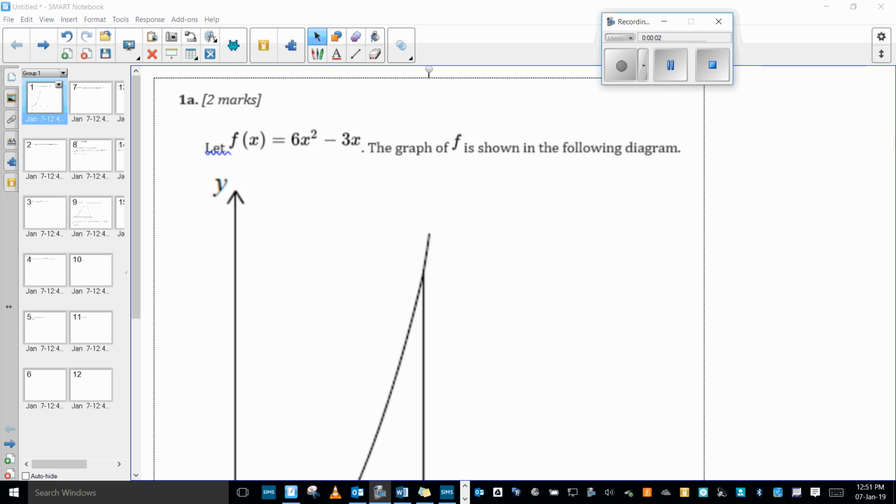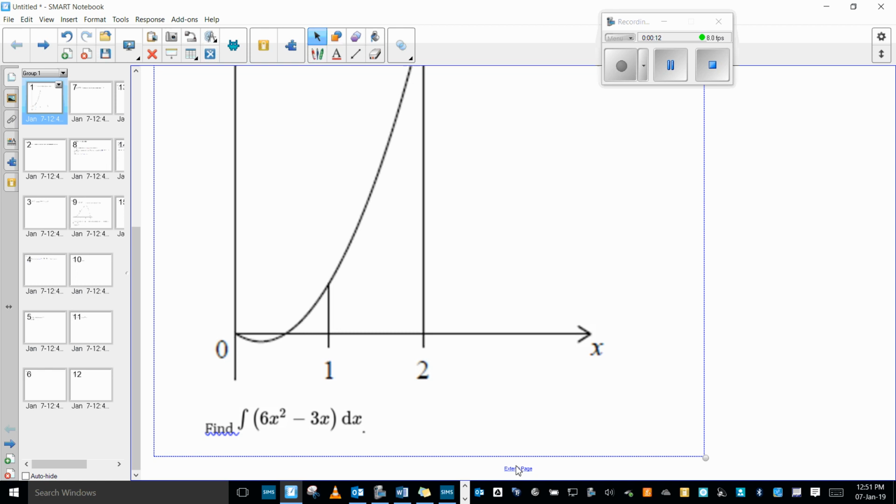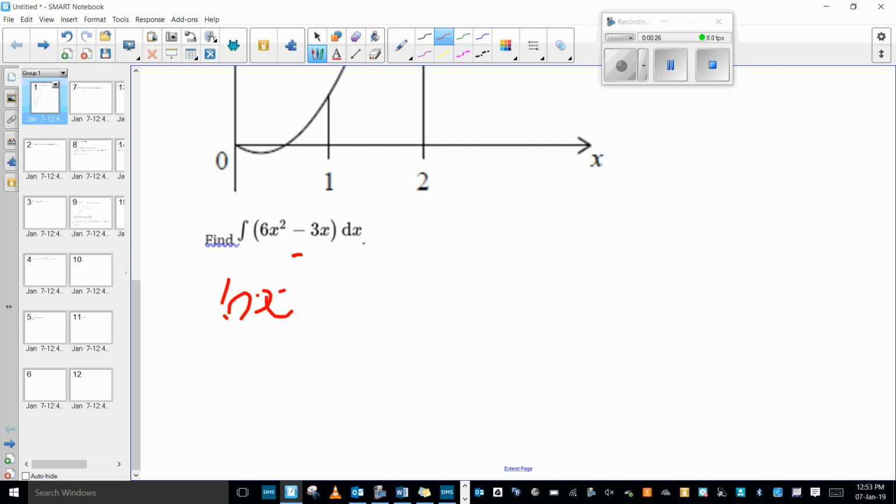Okay, so the first question is, this is your function, and they've asked you to basically integrate it. So you're finding the integral. Remember, we add 1 to the power and divide by the new power. So we're adding 1 to the power, so it becomes 3 divided by that new power. So it's 6x cubed over 3 minus 3x squared over 2 plus c.